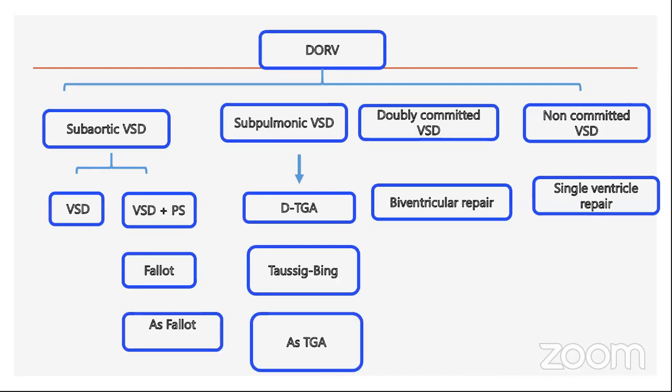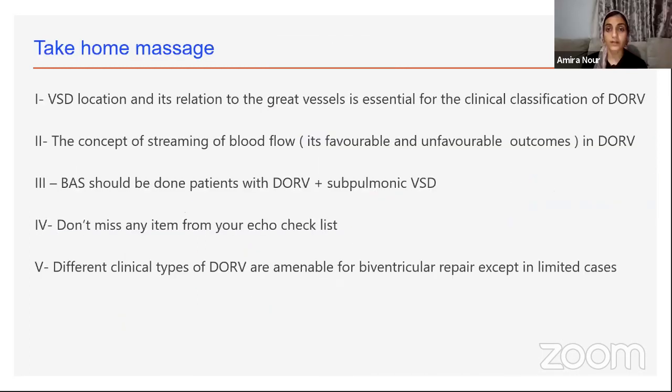I just would like to give our take-home message for this interesting topic. Again, the VSD location and its relation to the great vessels is essential for the clinical classification of the DORV patients. And as I discussed before and stressed again with Dr. Hatem, the concept of streaming of blood flow is very important for the clinical presentation of patients with DORV subaortic or subpulmonic VSD.